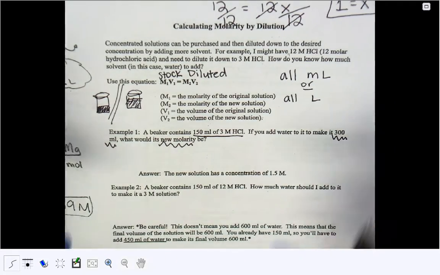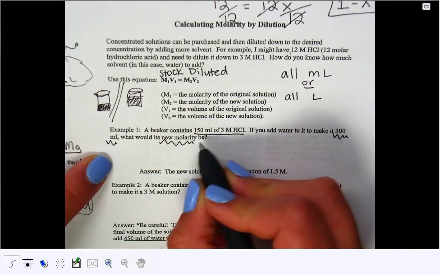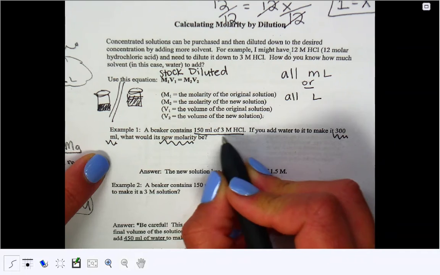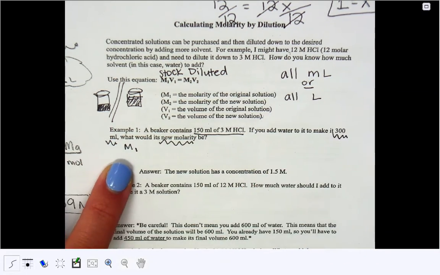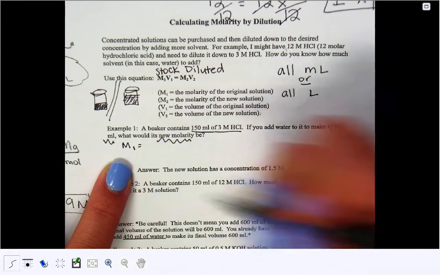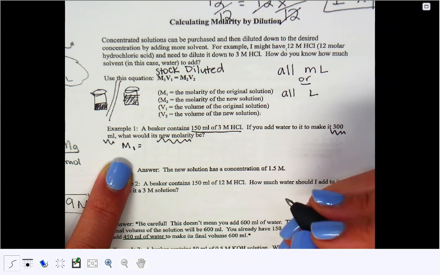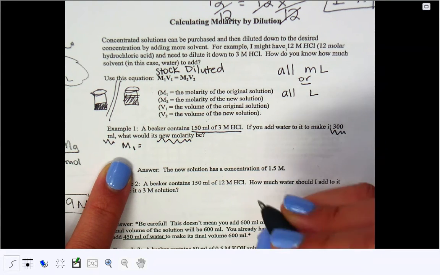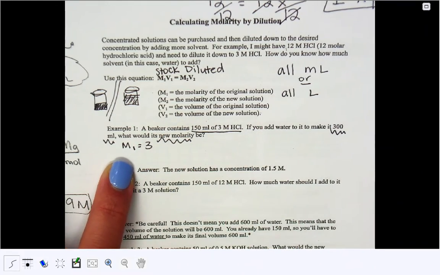All right, so back to our example 1. We're just going to write out our givens real quick. So we have 150 milliliters and 3 molar. So what is the molarity of my stock solution according to those two numbers that I just said out loud? No, other one. No, a 3. It's a 3 molar. That is molarity number 1.